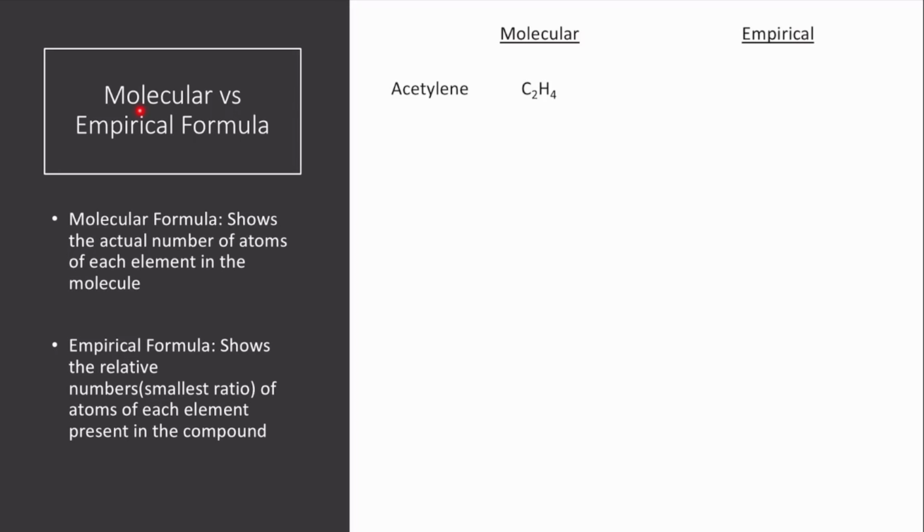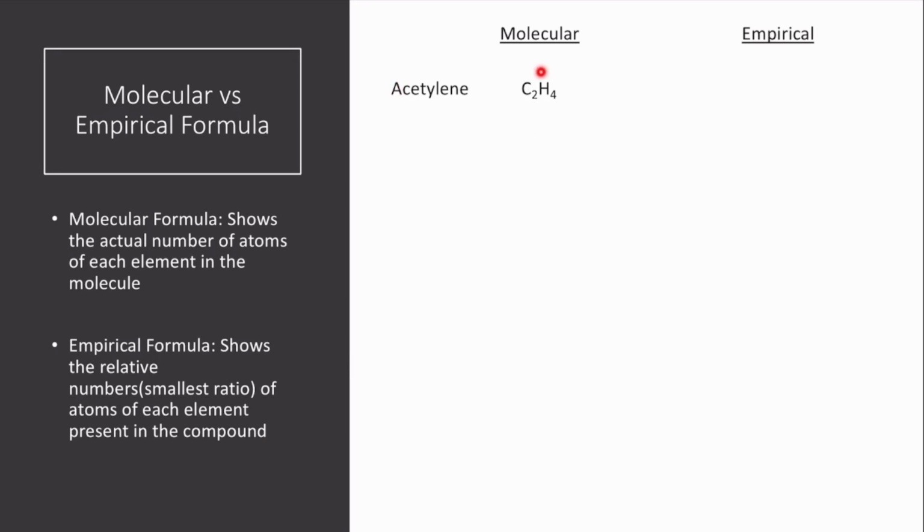Let's talk about the difference between molecular and empirical formula. Here are the definitions. The molecular formula shows the actual number of atoms of each element in the molecule, whereas the empirical formula shows the relative numbers or the smallest ratio of atoms of each element present in the compound.